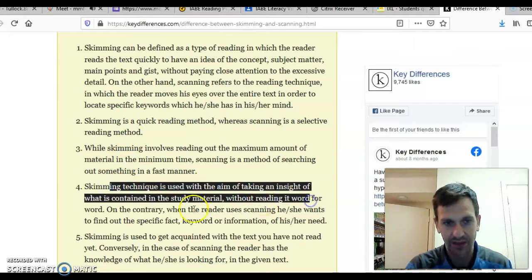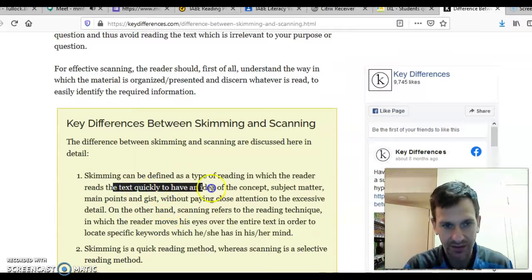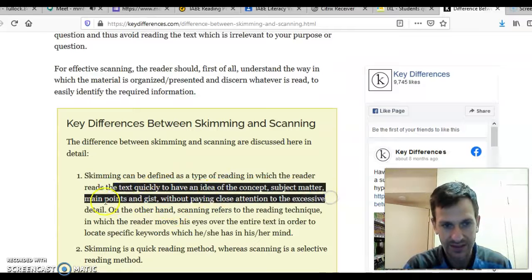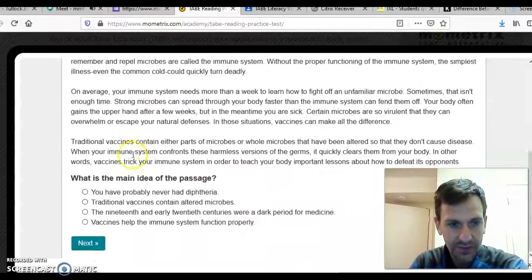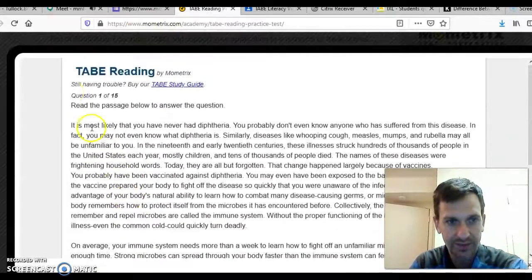Taking insight without reading it word for word. Skimming wants you to get the main points, the gist, the main idea. Alright, so what's the main idea? Let's read the passage, or let's skim the passage.